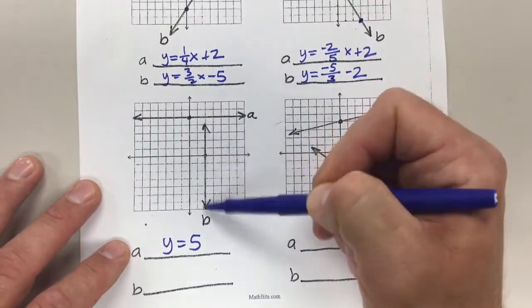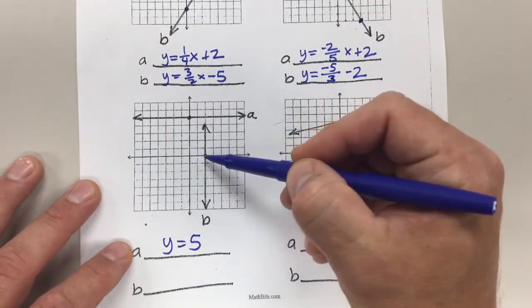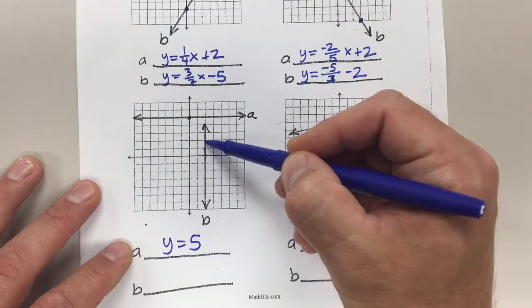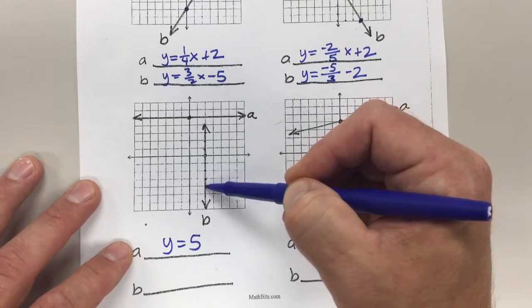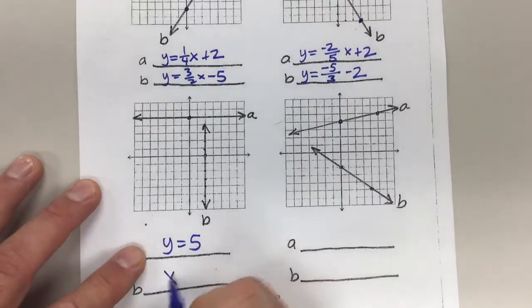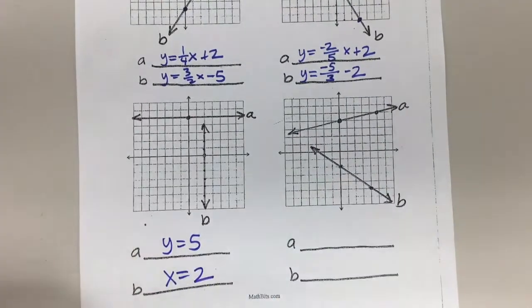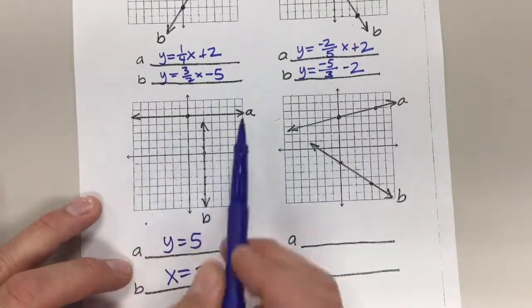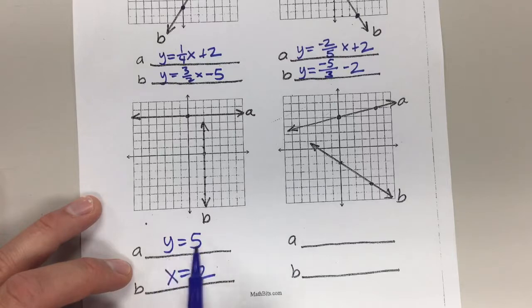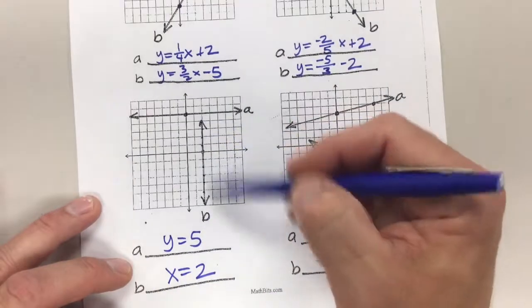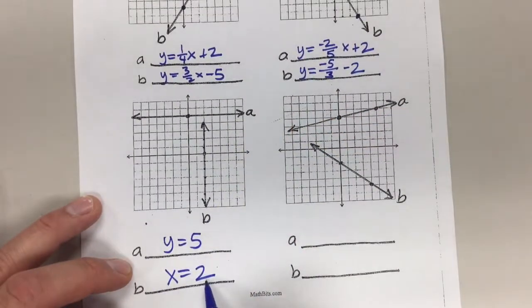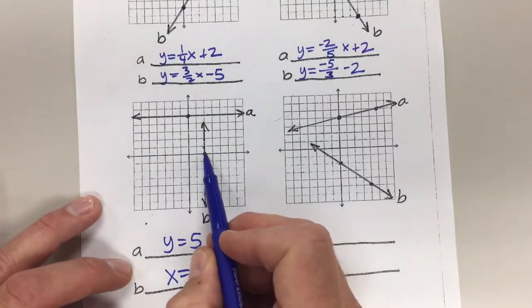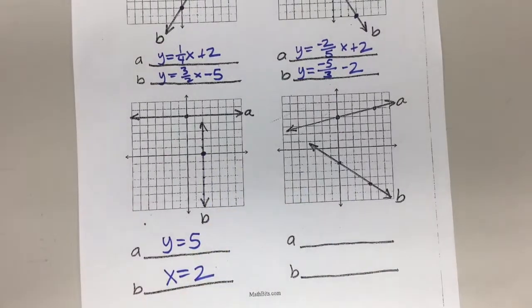For the vertical line, you'll notice that the x is at 2, and the x is always 2 for every point on this line. So that makes my equation x equals 2. So horizontal lines are y equals the y-intercept. Vertical lines are x equals the x-intercept. Remember, the x-intercept is where the line crosses the x-axis. So those are two special cases.